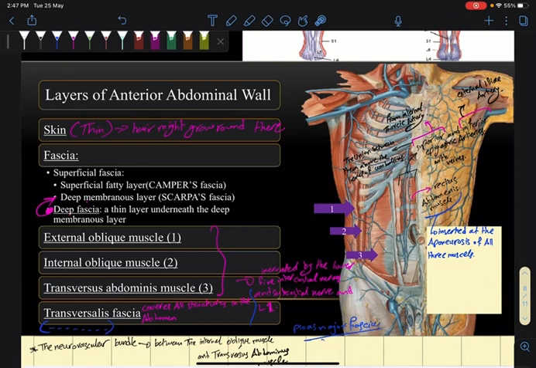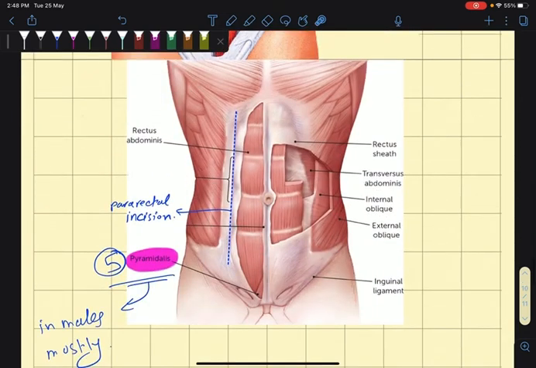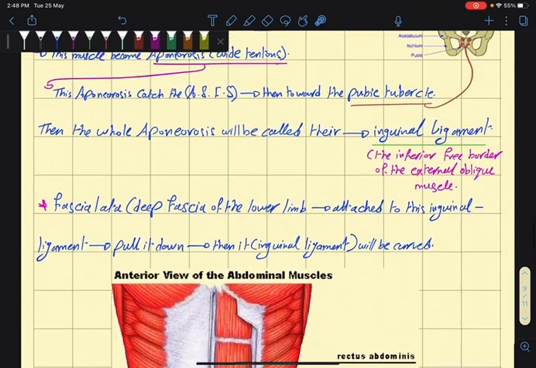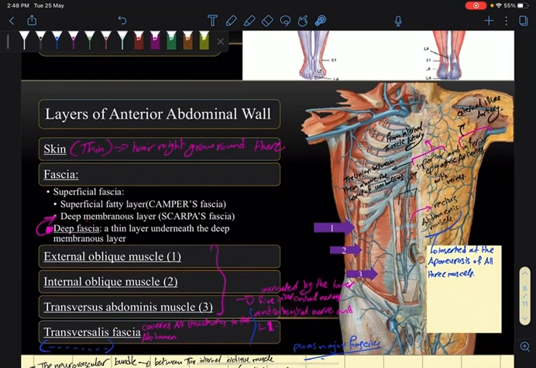Alright, we come to the muscles in the anterior abdominal wall. There are five muscles: the external oblique muscle, the internal oblique muscle, the transversus abdominis muscle, the rectus abdominis muscle, and the pyramidalis muscle. We will talk about each briefly, but mostly about the external oblique muscle.